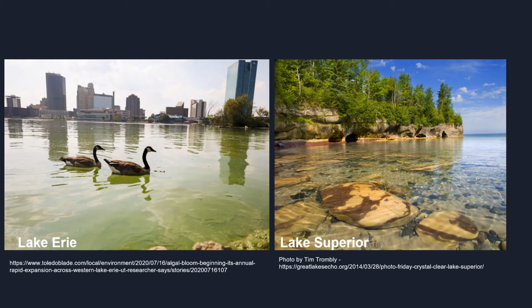And again, here we can see this stark contrast. We talk about the Great Lakes as a single system, but really there's a lot of variation from Great Lake to Great Lake. On the left here, we have a photo of Lake Erie where you can very easily see that the water is very green from algal growth. And then on the right, we have Lake Superior where the waters are very clear and pristine, which is commonly associated with Lake Superior waters.